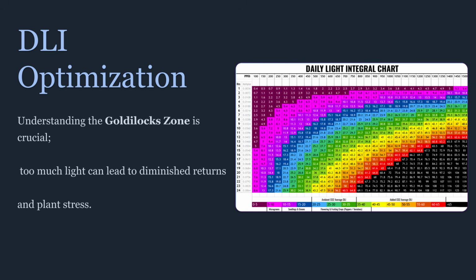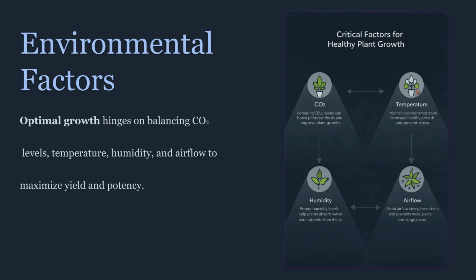High DLI environments also demand higher CO2 availability. Without sufficient CO2, plants become carbon limited, meaning they can't utilize the extra light efficiently. This is why increasing DLI without adjusting CO2, temperature, and humidity often backfires. Lighting never operates in isolation. It works as part of a system.